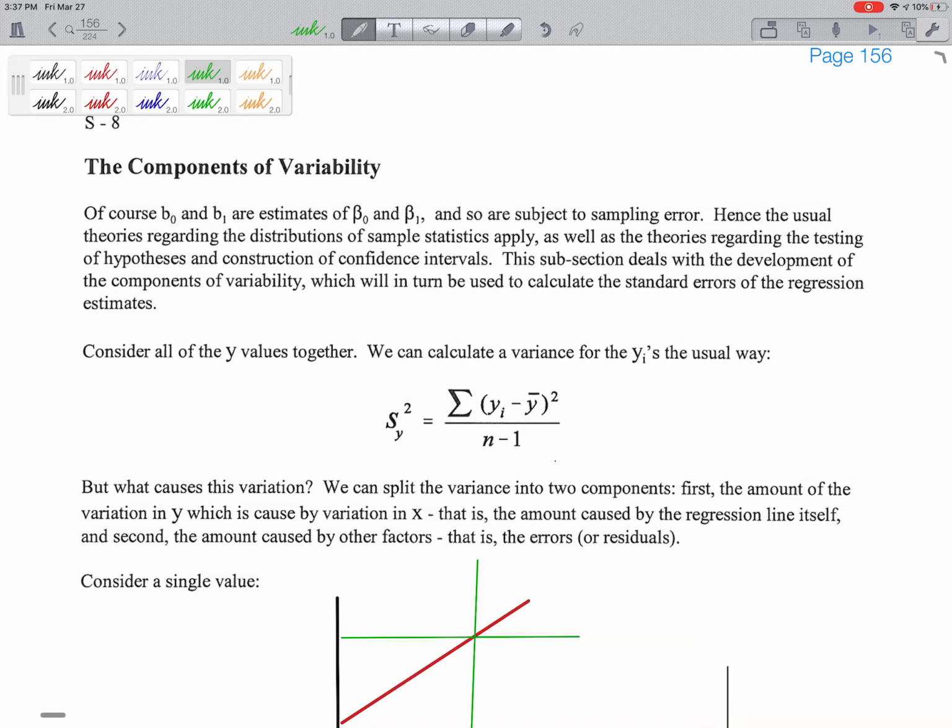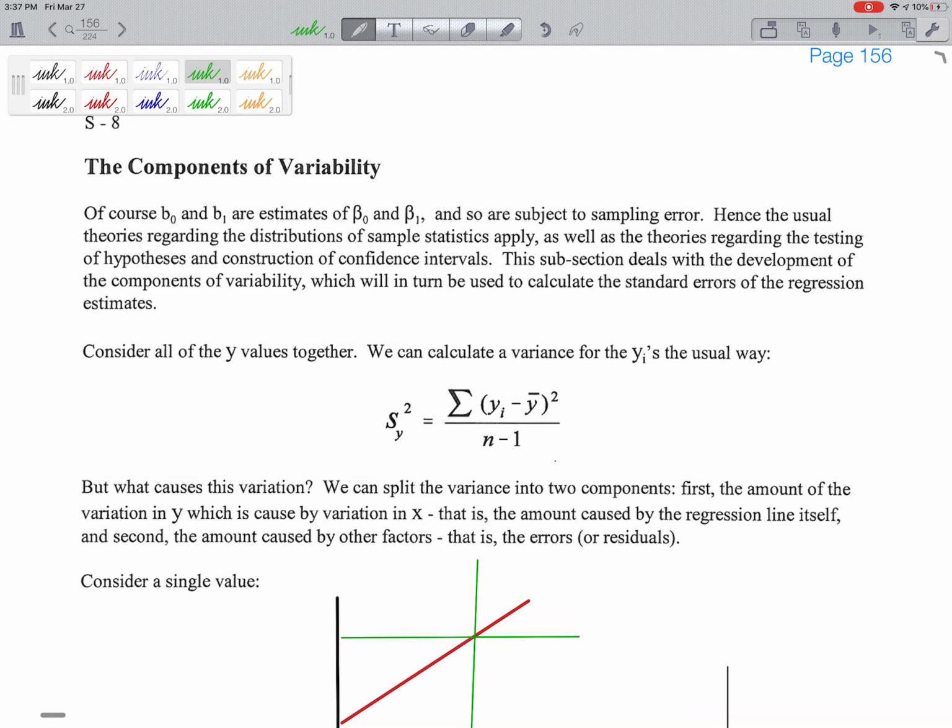Hey class, today we've got a long lesson, but it's a really important one. We're looking at pages S8, 9, and 10, starting on page 156 of your manual, from Unit S, Simple Linear Regression.